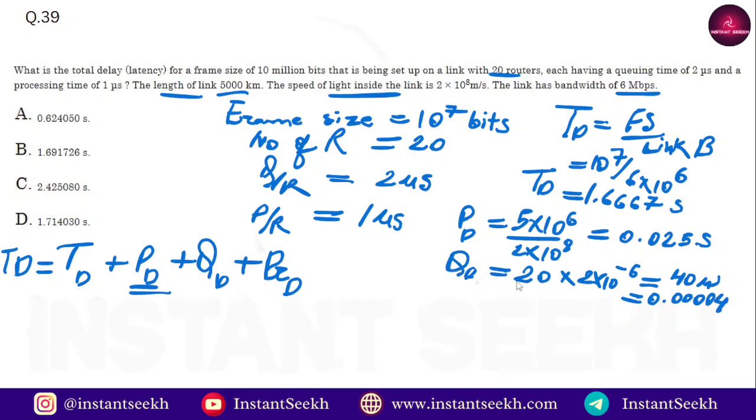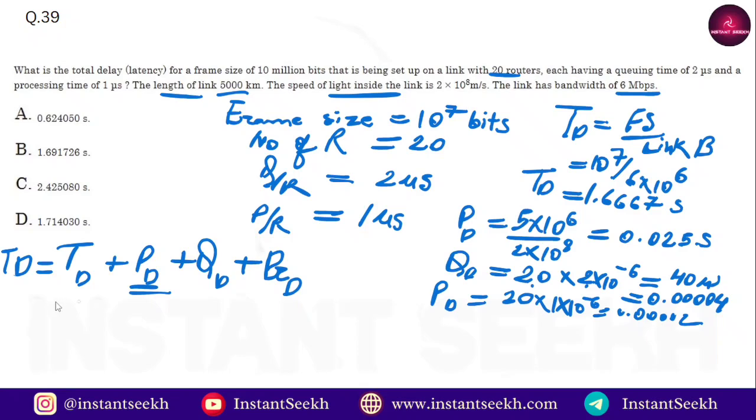For queuing delay, you multiply the number of routers by queuing time, and for processing delay, you multiply the number of routers by the processing time per router, that is 1 into 10 raised to minus 6. That is the difference. So here you will get similarly 0.00002 seconds.